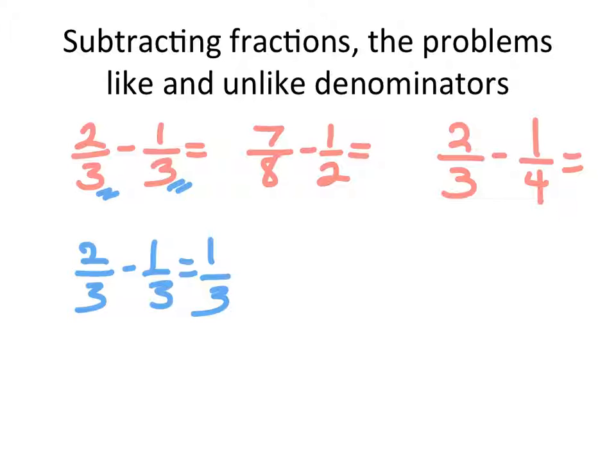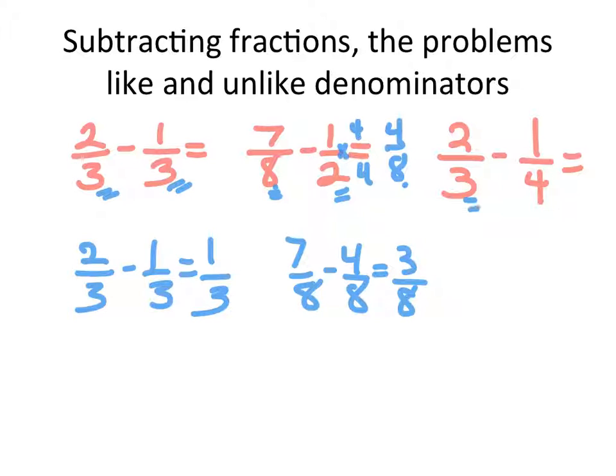In this one, we have eighths and we have a half. Those pieces are not the same size. But if we cut our half into smaller pieces, we can make it eighths. So if we take our half times 4/4, cutting it into smaller pieces, then we will have 4/8. Then our bottom numbers match, our denominators match, which means our pieces are the same size. 7/8 take away 4/8 is 3/8.